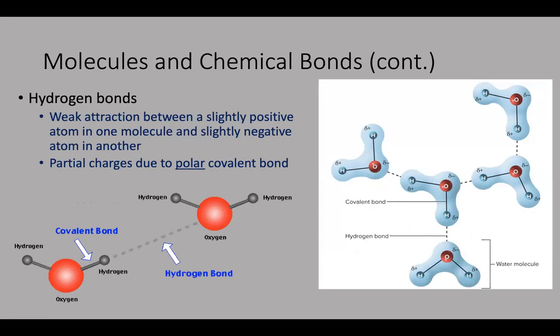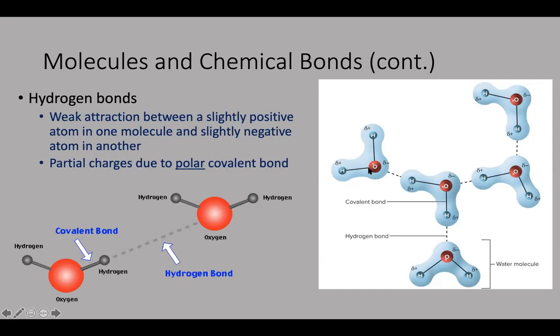If we look at a polar covalent molecule, we have water here, two H's and an O, that's H2O, which is water. Those hydrogens are bonded covalently to the oxygen, so they're sharing electrons with the oxygen. The oxygen, remember, is pretty greedy for electrons, so it's pulling the electrons closer towards it.